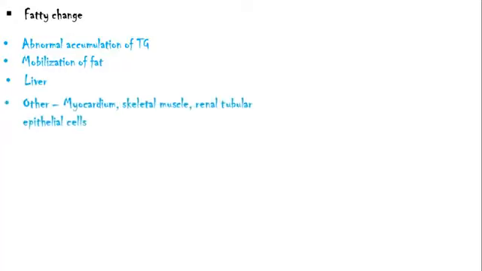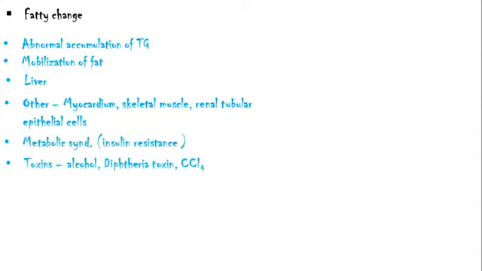Fatty change occurs due to the abnormal accumulation of triglycerides inside the cell. This is caused by mobilization of fat from the fat stores. It commonly occurs in the liver. Some other tissues include myocardium, skeletal muscles, and renal tubular epithelial cells. These alterations in fat metabolism are commonly seen in patients with metabolic syndrome. Some other causes include toxins like alcohol, diphtheria toxin and carbon tetrachloride, and ischemia.